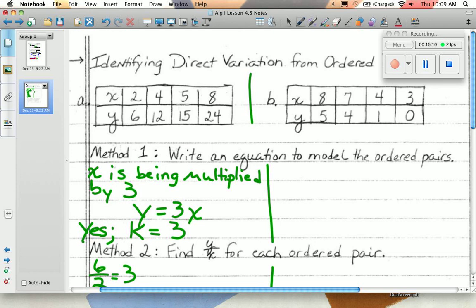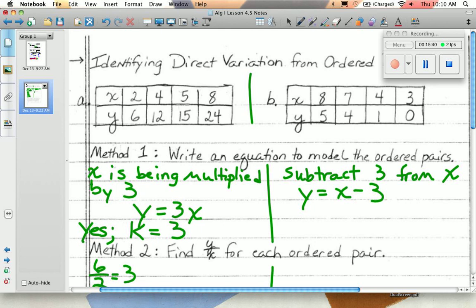Anybody see a relationship going on here? Courtney? X is subtracting 3 to get y. So subtract 3 from x. We don't have to do anything else, just subtract 3 from x, and we get y every time, okay? So what would our equation be? Y equals x minus 3. We get our y by subtracting 3 from x.